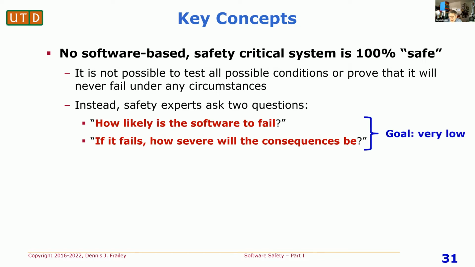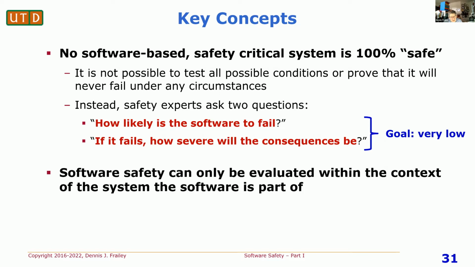That's the goal, is to have both of those be very low. Software safety can only be evaluated within the context of the system that the software is part of. One of the most important things I learned working in industry is that software is always part of some bigger system, and you have to understand the bigger system in order to do the software right.